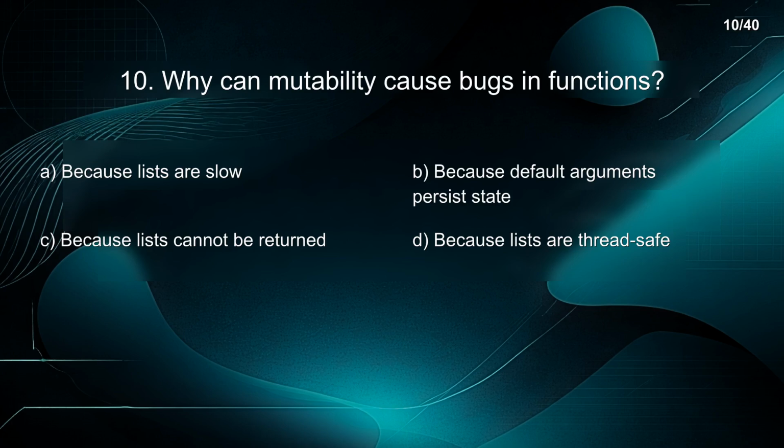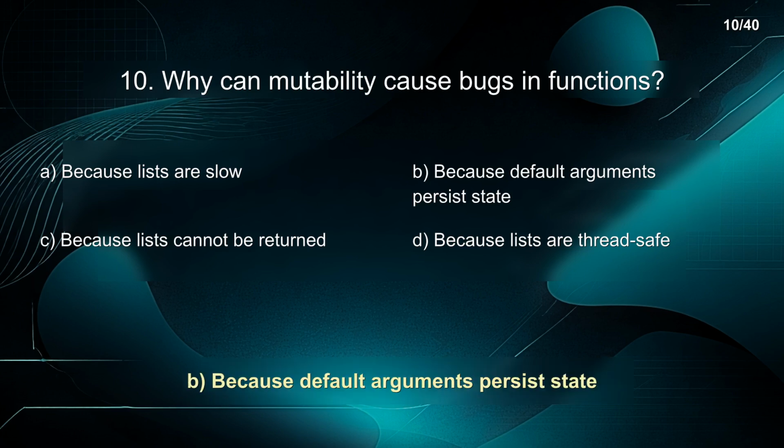10th question. Why can mutability cause bugs in functions? A. Because lists are slow. B. Because default arguments persist state. C. Because lists cannot be returned. D. Because lists are thread safe. Correct answer is B. Because default arguments persist state.